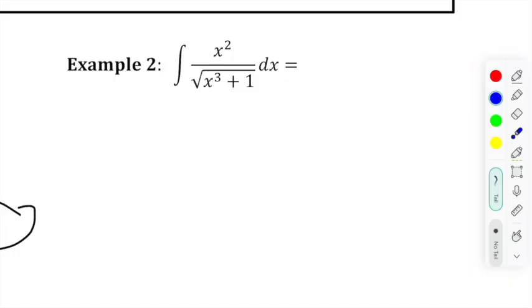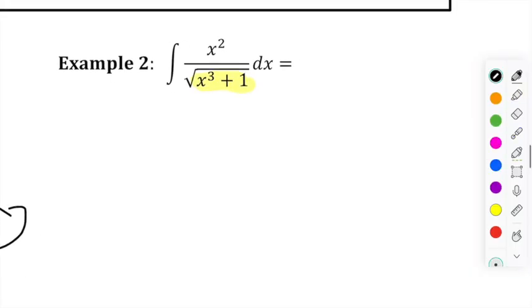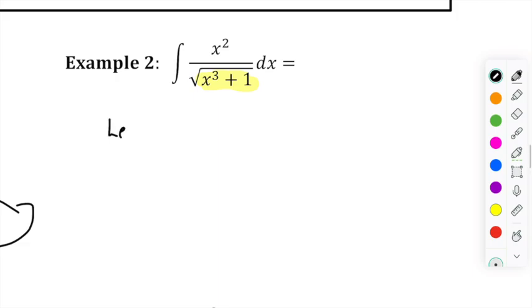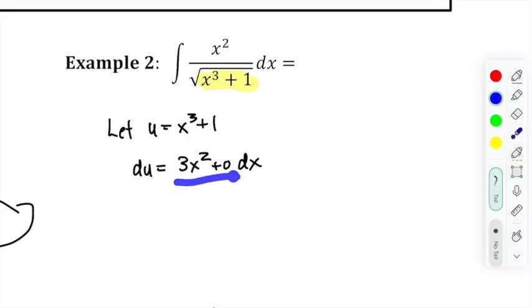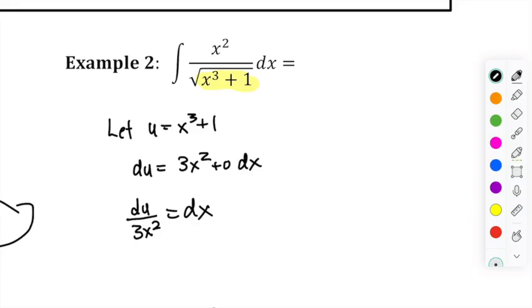Now, usually it is whatever's inside of the parentheses or the brackets. So in this case, we're going to let u equal x cubed plus 1. Now we're going to take its derivative, so du is equal to 3x squared plus 0 dx. Now if I solve for dx, all I have to do is divide each side by 3x squared. And that is steps 1, 2, and 3.